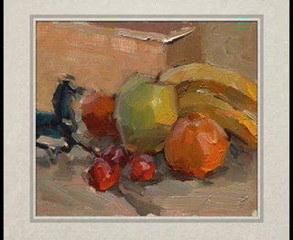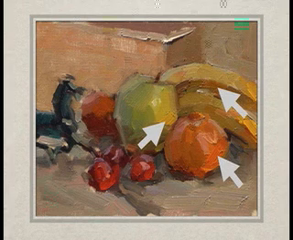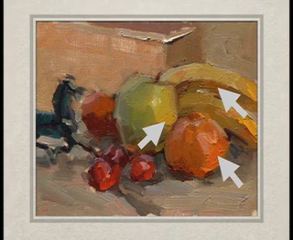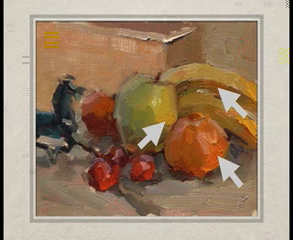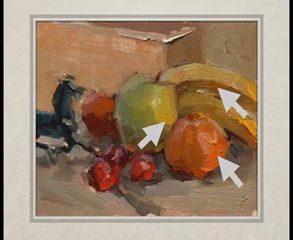And here is a more complex still life setup. Again, each fruit here is reflecting its colors onto the adjacent fruits. So by looking for these reflected lights and including them in your paintings, you can make things magically appear 3-dimensional.